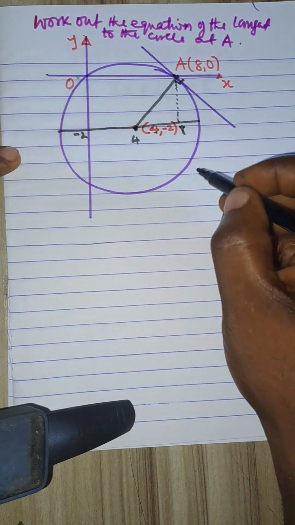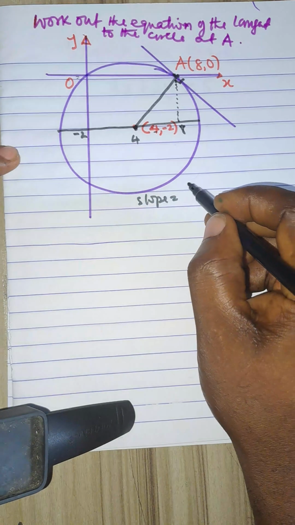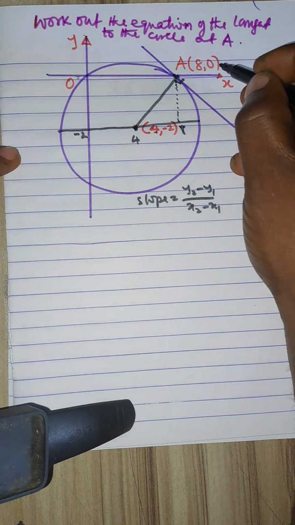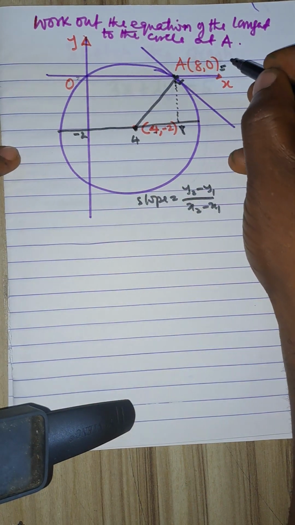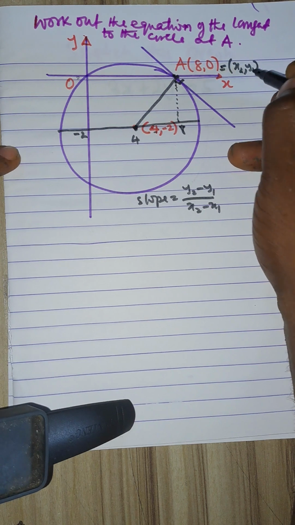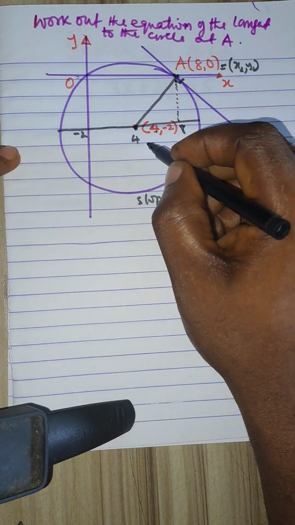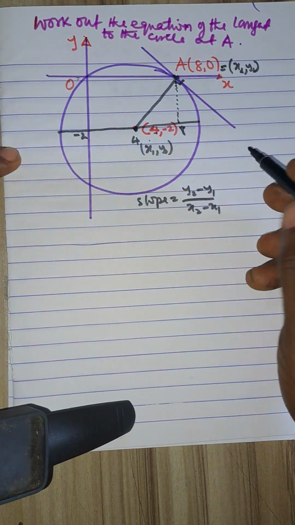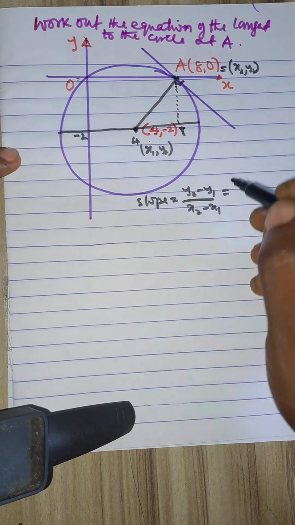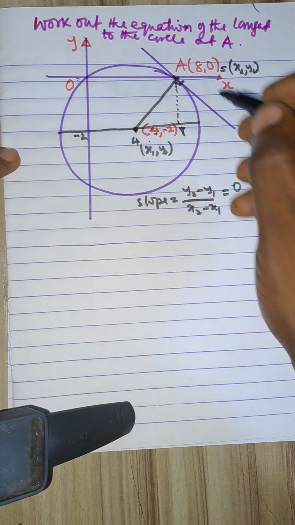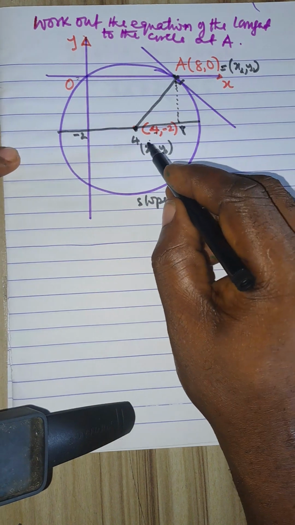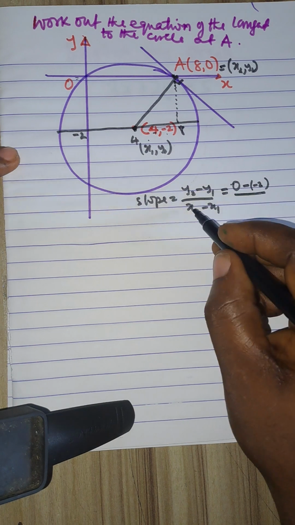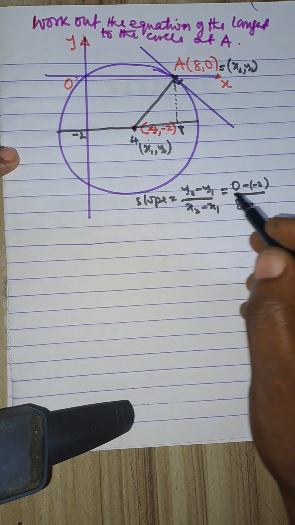So slope or gradient is vertical over horizontal, which is y2 minus y1 over x2 minus x1. This corresponds to x2, y2, and at this point, here is x1, y1. So when we now do that, we'll have y2 is 0 minus y1, y1 is -2, all over x2, x2 is 8 minus 4.